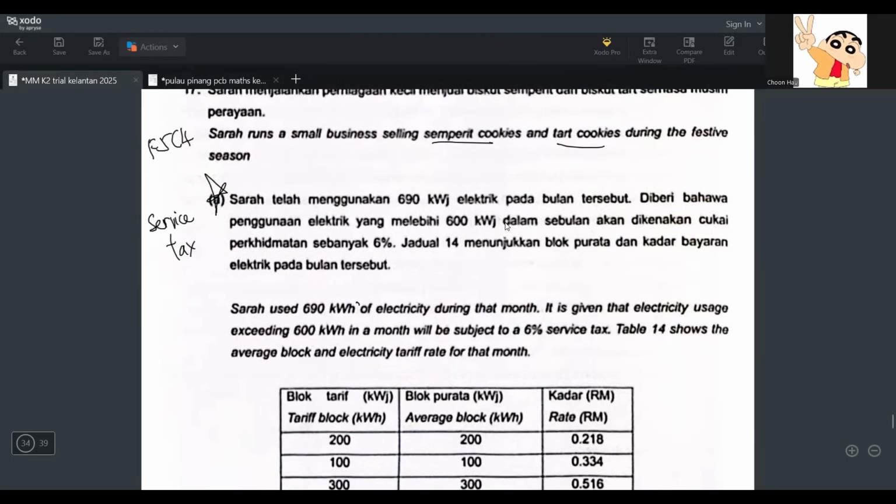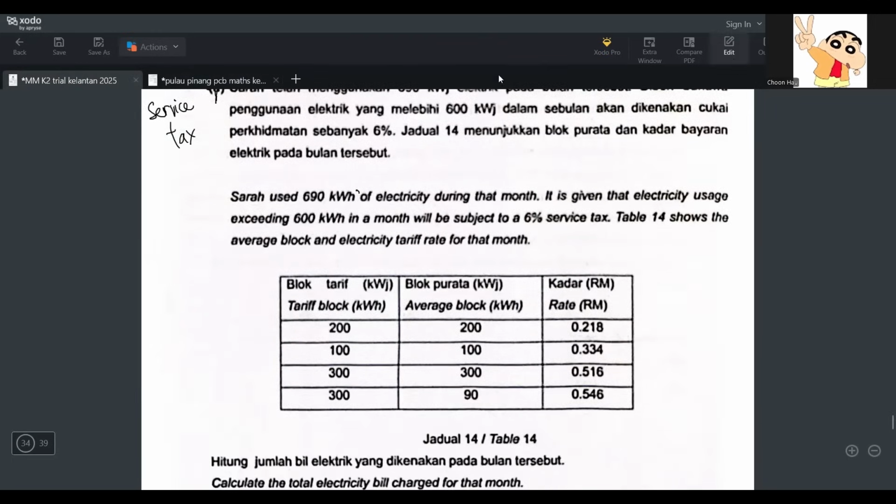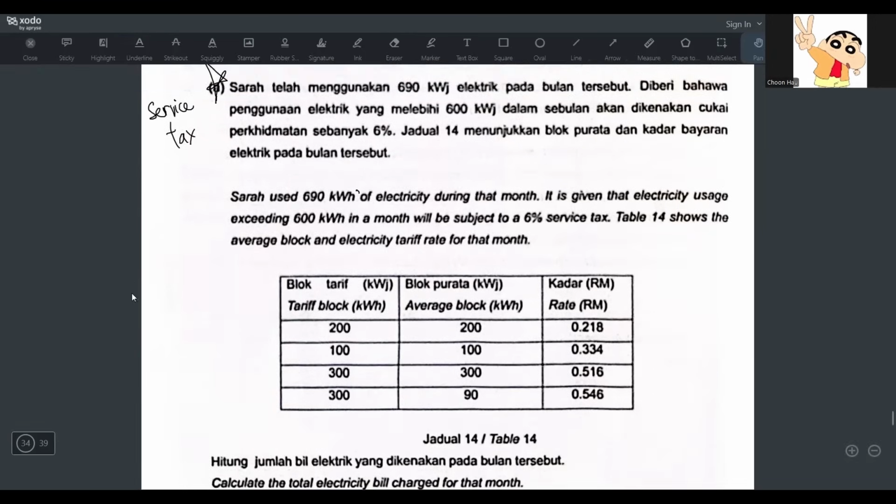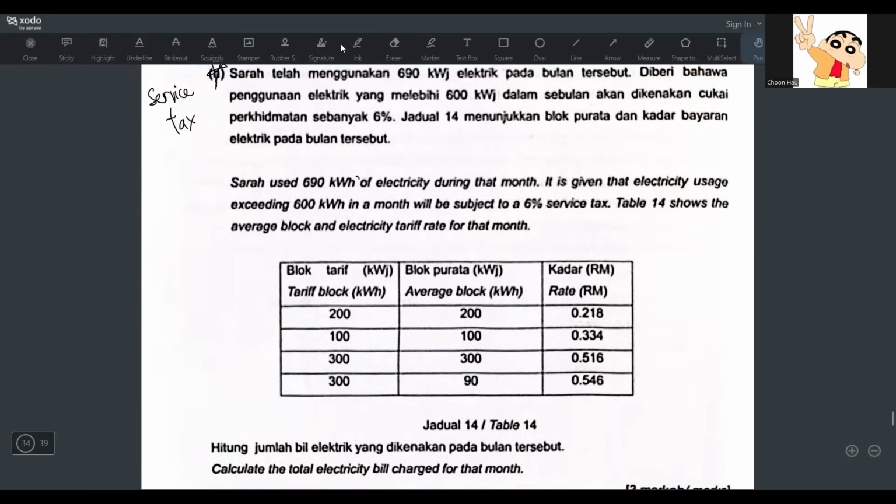Okay, so first thing first, you have to read the whole question and make sure we understand every detail first. Okay, so let's read. Sarah used 690 kilowatt hour of electricity during that month. So this is the amount she used, the electricity. It is given that the electricity usage exceeding 600 in a month will be subject to 6% service tax. Table 14 shows the average block and electricity tariff rate for that month.